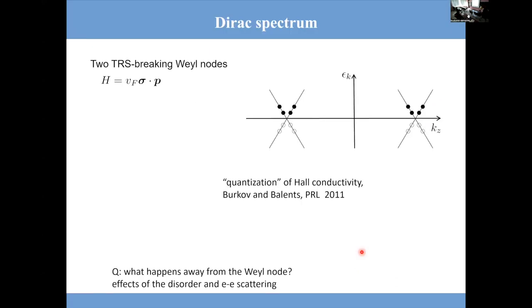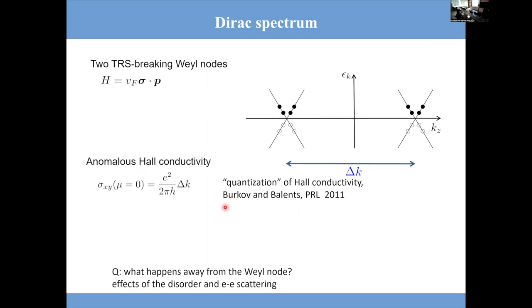Okay, so if you look at the vicinity of the Weyl node, each Weyl node can be represented by a non-degenerate Dirac spectrum. So in the vicinity of the Weyl node, the spectrum is just sigma dot p. And if you look at this model, you can say that just by the fact that there is a distance in k-space between the Weyl nodes, you can expect a quantization of the Hall conductivity. So you can expect that the Hall conductivity is given by e squared over h times delta K, which is the distance between the Weyl nodes.